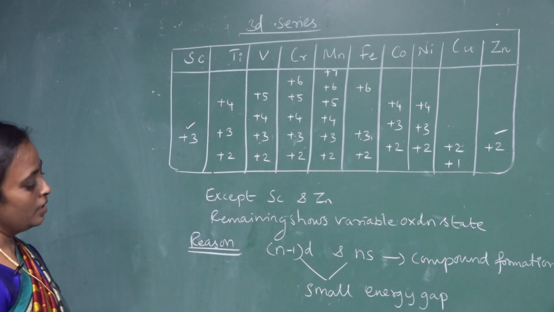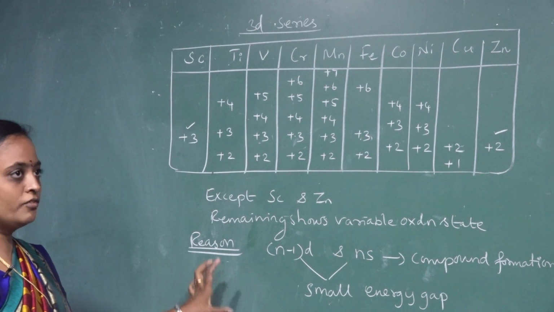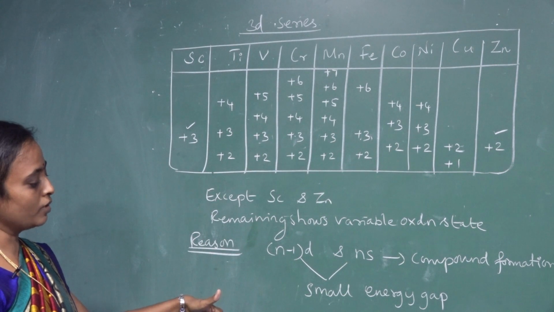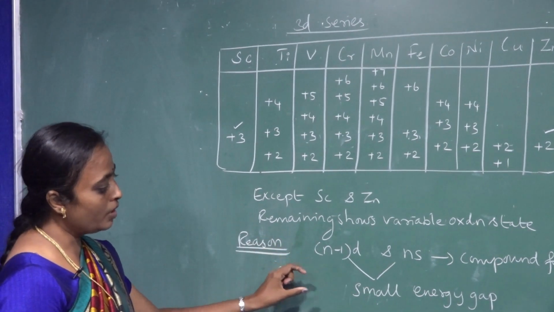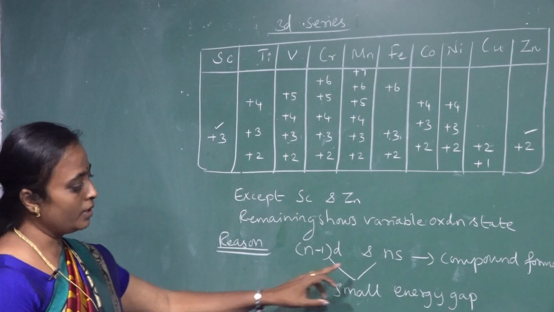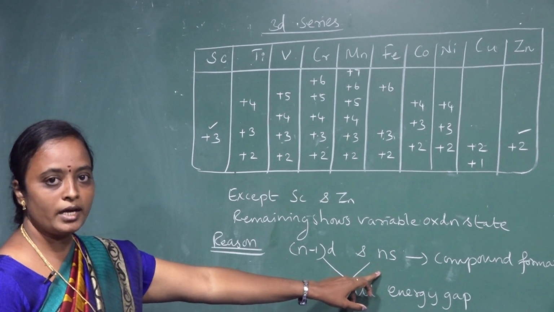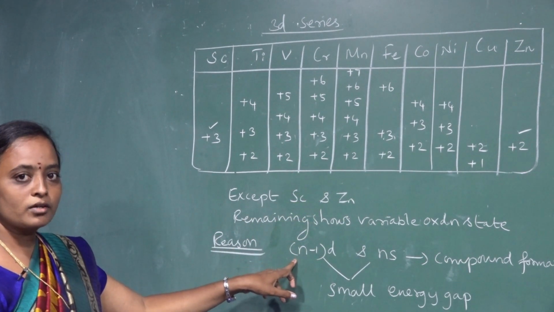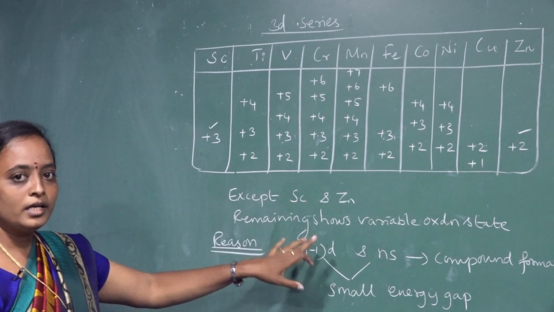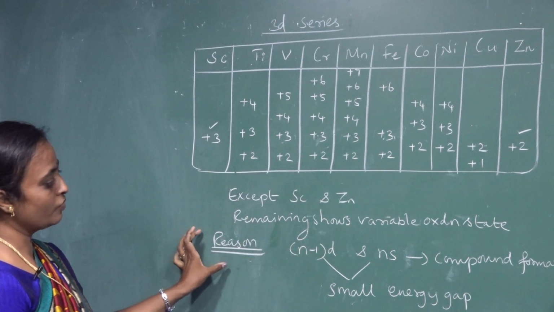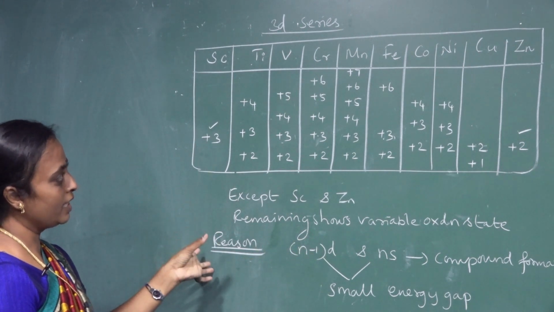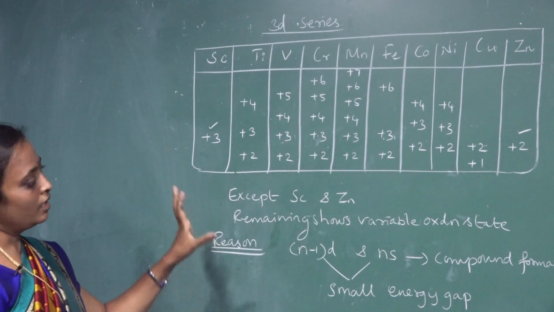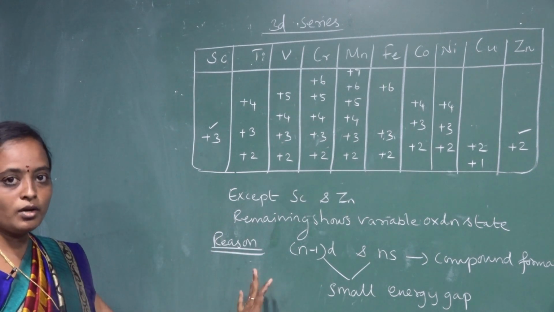In the lower oxidation state, for simple compounds, the oxidation state can be obtained by removal of 2 electrons from the ns orbital, whereas for higher oxidation states you have to remove electrons from the n-1 d orbital. This is the reason why, in the 3d transition series, except scandium and zinc, all the elements exhibit variable oxidation states.